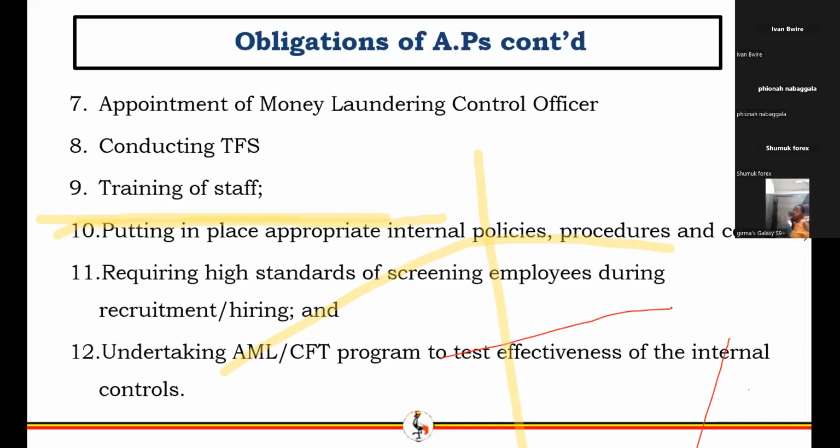Requiring a high standard of screening of employees is also a requirement, that prior to onboarding of employees, there's supposed to be a background check on the employees. It's also a good practice to prevent money laundering. Then undertaking effectiveness testing of the controls. This is an AML audit. Every reporting entity is supposed to conduct an audit to assess the effectiveness of the controls.